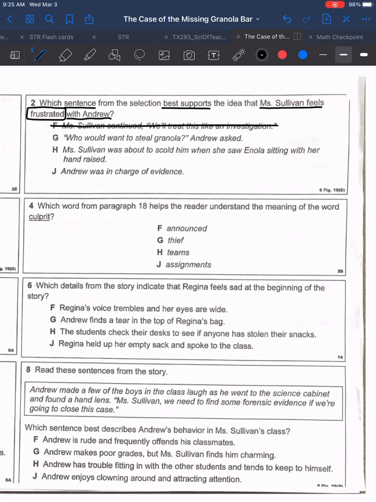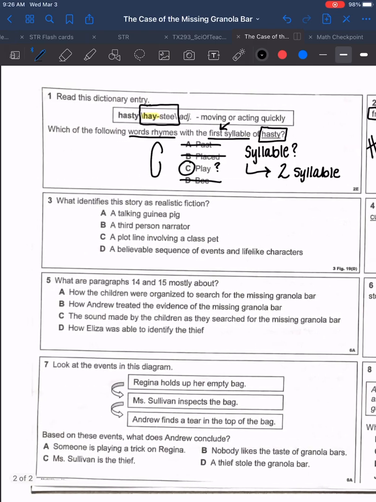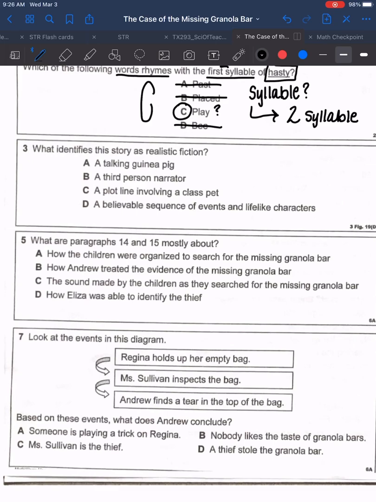Then we have G. "Who would want to steal granola?" Andrew asked. Well, this one, very similar to how the first one only has Miss Sullivan, this one only has Andrew. H. Miss Sullivan was about to scold him when she saw Enola sitting with her hand raised. Well, this one mentions Miss Sullivan and a him, which would be referring to a boy, which is Andrew. So that one could possibly be it. Now, my thing went a little fast, but the J says Andrew was in charge. And the answer was H because it only had Andrew in that first one.